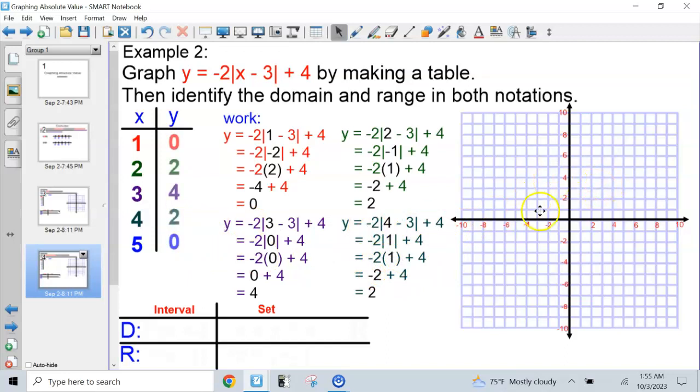Here are those 5 dots on the picture. If I connect them, you'll see an upside down V. Here's that vertex again, that top point. And for interval notation, it goes left forever, right forever. So -infinity, +infinity, both open. For set notation, you can say all real numbers. For range, it goes down forever, up all the way to +4. The +4 is closed. And then here's set notation.